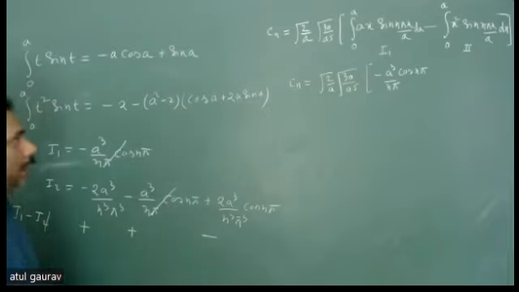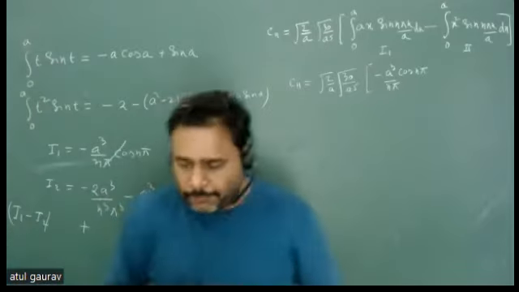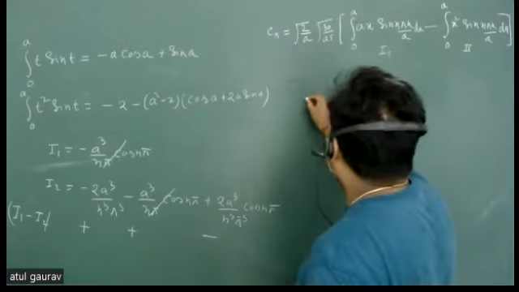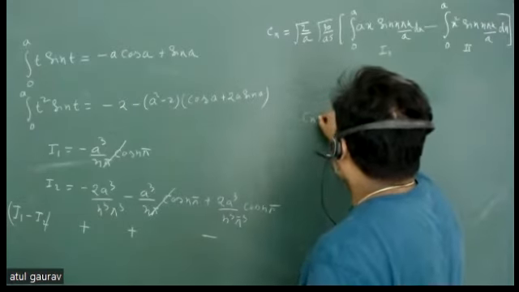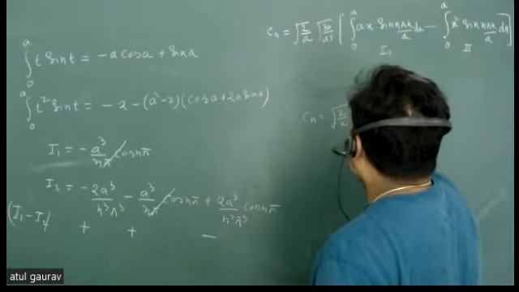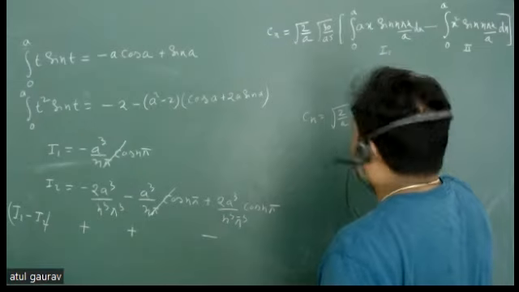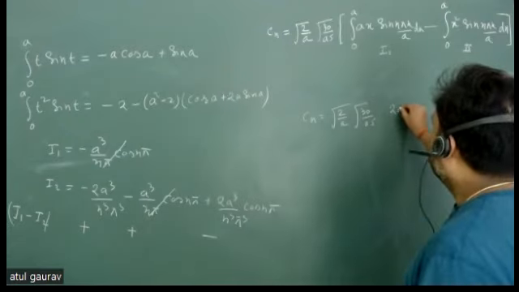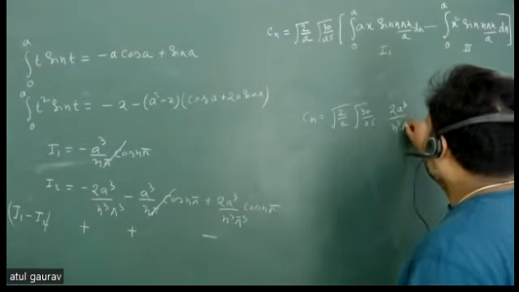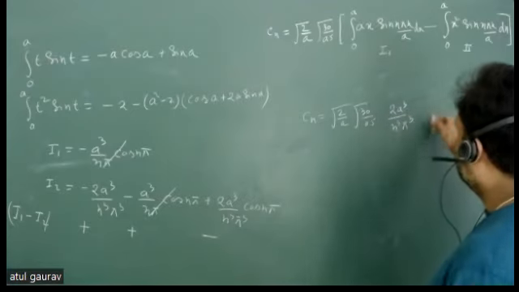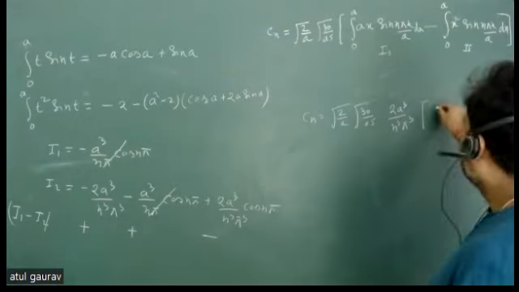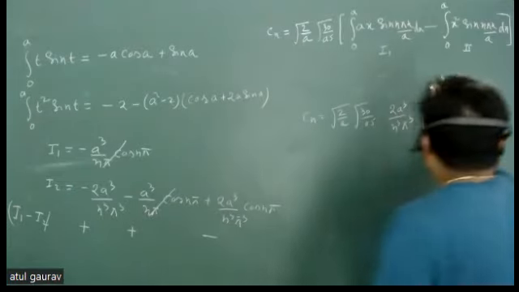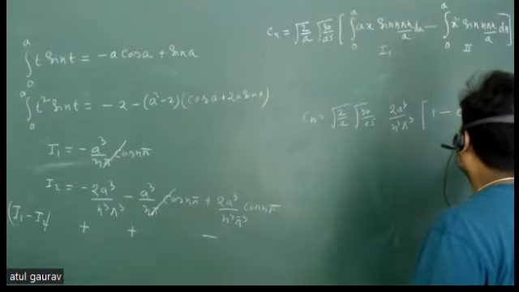So what we have? If we are going to calculate I1 minus I2, then this value, Cn, is equal to root under 2 upon a, root under 30 upon a5, and this value 2a cube upon n cube pi cube I can take common. And what is this value? That minus value 1. That is 1 minus cos n pi. 1 minus cos n pi.